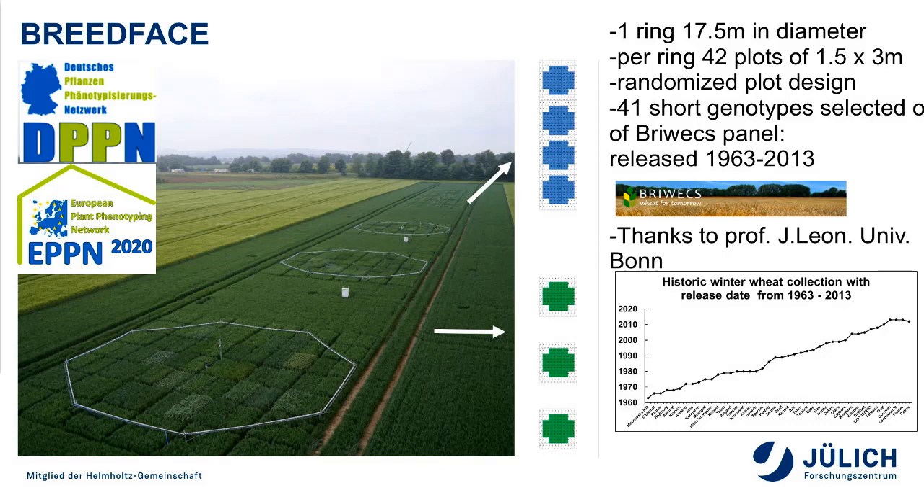And this collection that we grew here this year was a historical collection, released to the market from 1963 to 2013. It was also an infrastructure set up by the German Plant Phenotyping Network, and is, or I must say was, accessible because we were rather successful in obtaining several projects from EPPN 2020 to do research in this facility. But do go to the EPPN 2020 sites because there are a lot more facilities available to do your research.